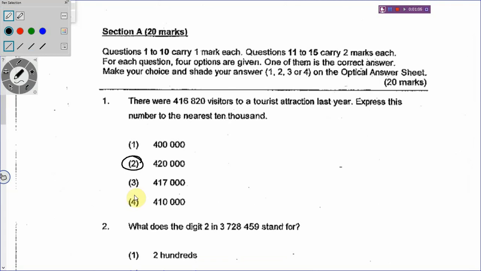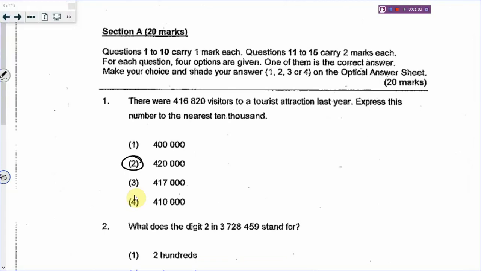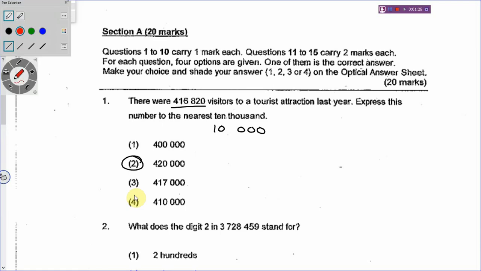Now, there were 416,820 visitors to a tourist attraction last year. Express the number to the nearest 10,000. Now, nearest 10,000, you can see that there are 4 zeros. So what do you do? You look at the last 4 digits, right? And then what I would like to do is I will usually draw a line, right, to show the last 4 digits. And then the 6, alright, the 6 that is the nearest to the line.